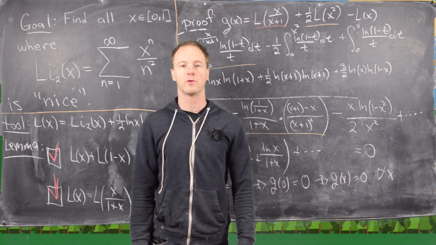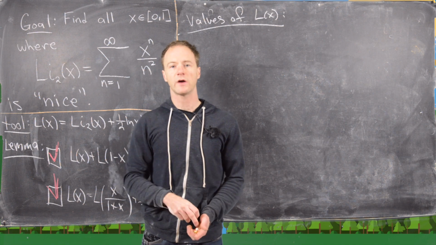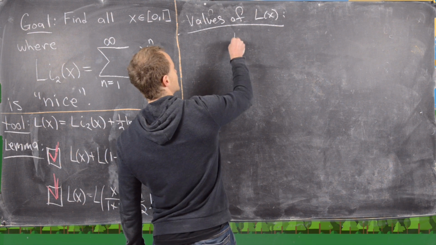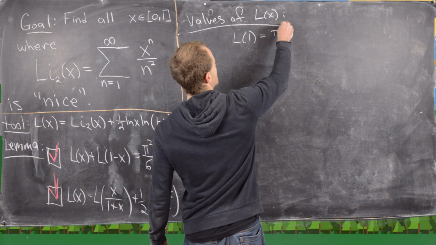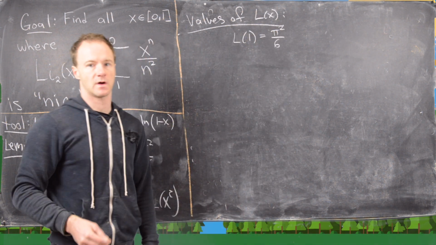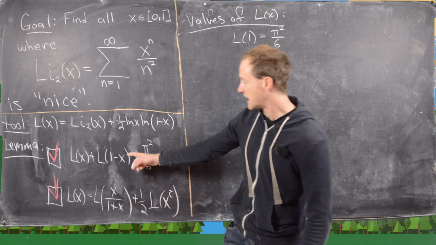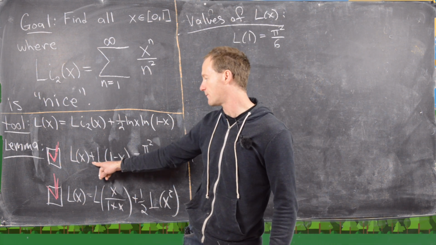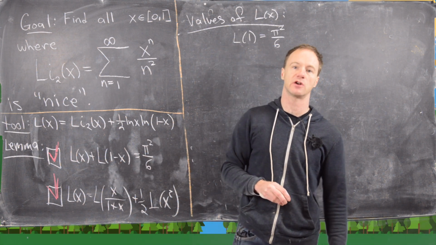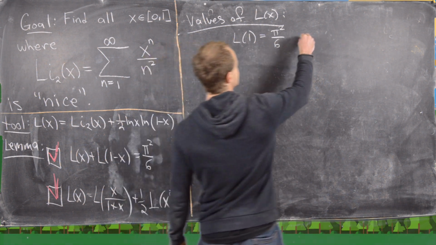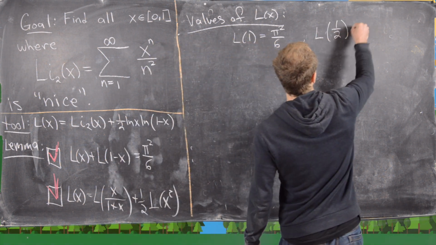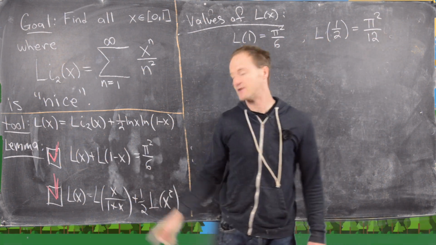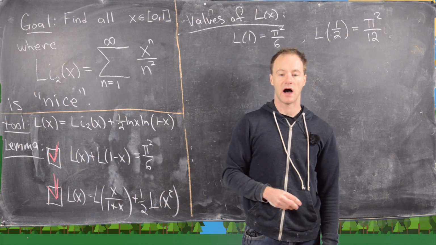Okay, so now I'll clean up the board and we'll get to the next part. Okay, so now we're going to look at some values of L of x. So as we've already seen, L of 1 is equal to pi squared over 6. Okay? And then notice that if we plug 1/2 into this equation, we get L of 1/2 plus L of 1/2 equals pi squared over 6, which tells us that L of 1/2 equals pi squared over 12. Because notice plugging 1/2 into there, we have two of the same objects.